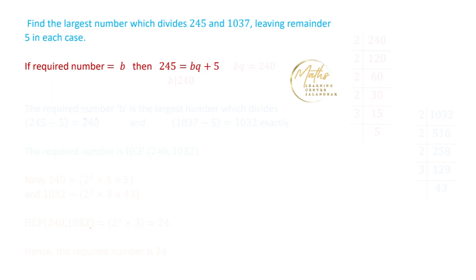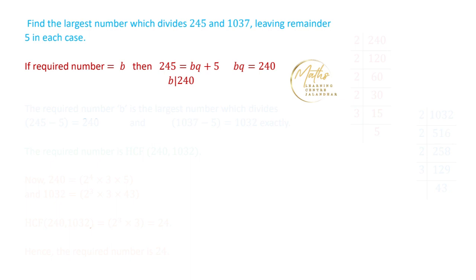So when we solve this, we obtain that BQ is equal to 240. We subtract 5 from both sides, we get BQ is equal to 240. What this implies is that if we divide 240 by B, we will obtain some Q. So this tells us that B is divisible by 240. Similarly, it is given that 1037, when it is divided by the number B, the remainder left is 5.